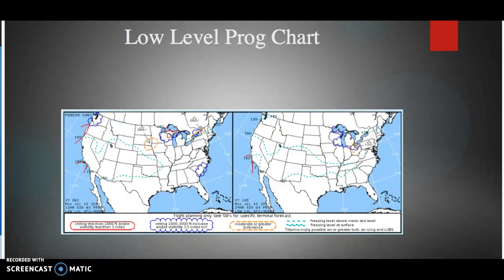In the low-level prognosis chart, we see moderate turbulence in the South Dakota region here, and then we see marginal VFR conditions in the Wisconsin area, in the south of it, and north of Wisconsin we see IFR conditions. Earlier in that satellite image, we saw lots of clouds located in this Wisconsin area, and that's probably why we have this condition here, lower visibility. And also we see IFR here on the north coast of California.